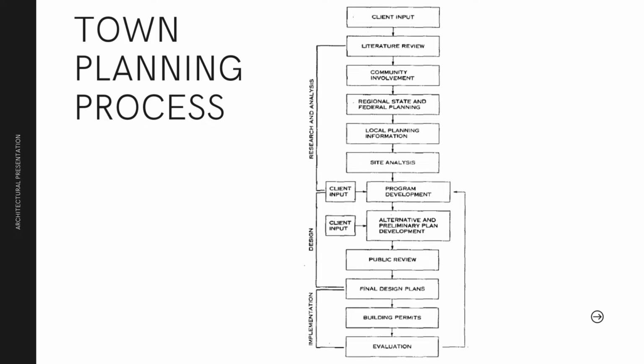So we have here the town planning process. Client input, first of all, then research and analysis. Down there are the literature review, community involvement, regional, state, and federal planning, local planning information, and site analysis. Next is the design process, which includes client input, program development, and alternative preliminary plan development. Next is the public review. Next is our implementation. Down there are the final design plans and building permits, and evaluation. So let's tackle these things.